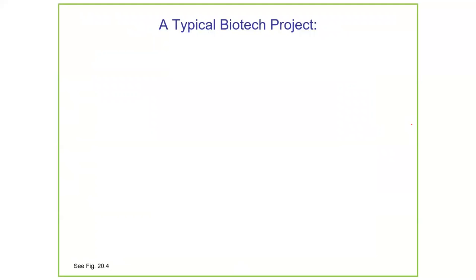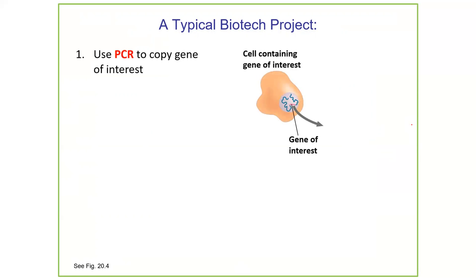So here's what a typical biotech project, or in many cases, a research project might look like. You have a gene of interest that you're trying to study. It could be from anything. It could be from a fish, it could be from a human, it could be from another bacteria, a plant, it could be from a woolly mammoth.